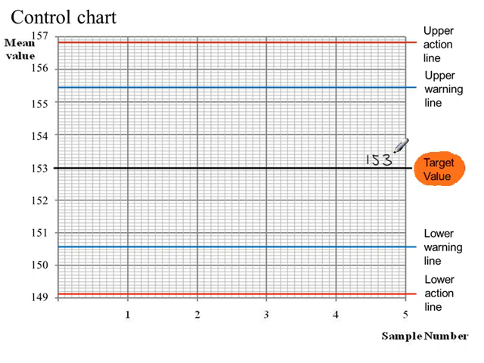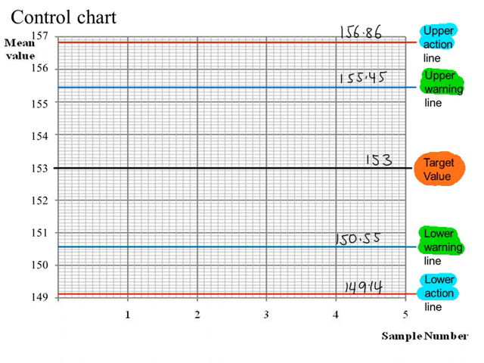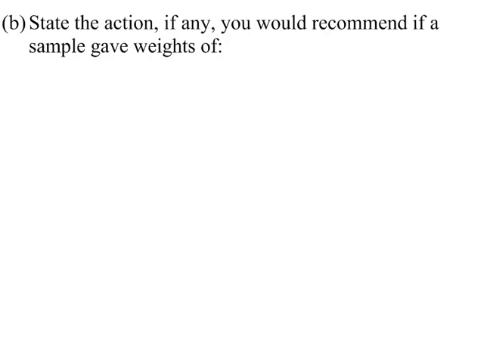Here's the target, 153. Warning limits, action limits. Part B: state the action, if any, you would recommend if a sample gave weights off. So what will follow next are a series of samples where we have to calculate the sample mean ourselves and plot that onto the control chart and then recommend what we would do next.